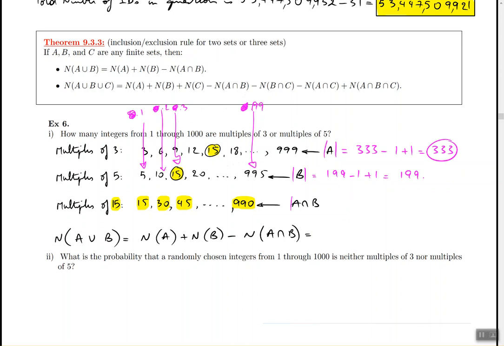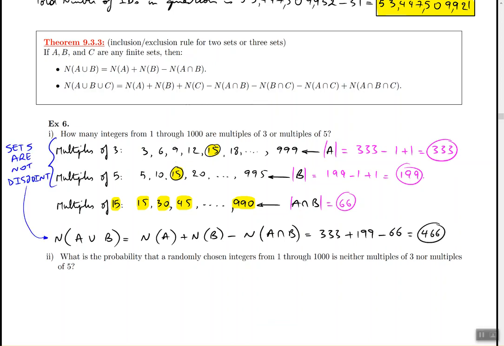And I'm going to do the same thing again for the last one, the multiples of 15. Determine that the size is 66 elements. So now the answer is going to be the 333 plus the 199. But again, if added together only, they're not disjoint. They will be double counting certain elements. So that's why I've got to take away the 66. Okay, so since the sets are not disjoint, I had to use the inclusion-exclusion formula.